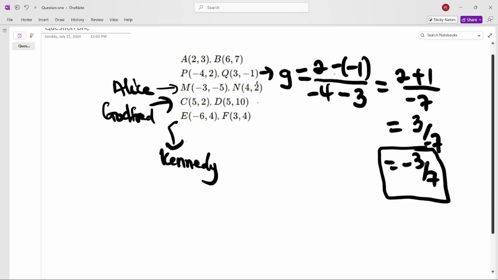Yeah, you see, I left it as a fraction. Whenever you get something as a fraction, leave it as a fraction. So I just got negative 3 over 7. So I leave it as fraction. You see, I didn't convert it.